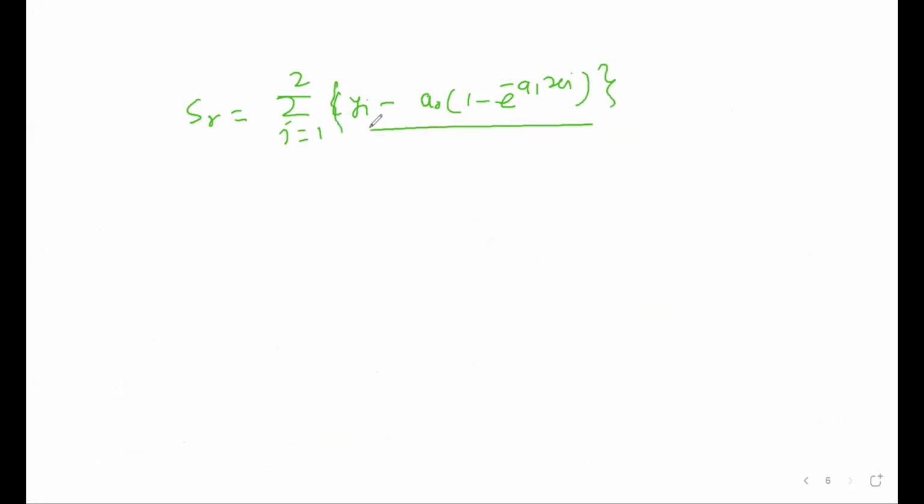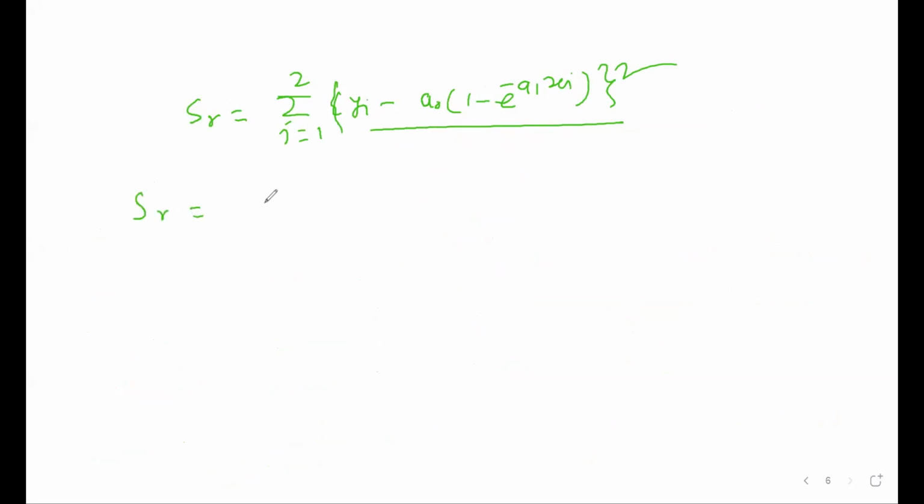Okay. So you see that our function is SR, that SR equal to what? Sum. In our case, let us consider that we have 3 data points, and this is equal to yi minus a0 times 1 minus e to the power minus a1 xi, something like this, isn't it? Yes, sir. We have to square it. Then your SR function is developed in this way.